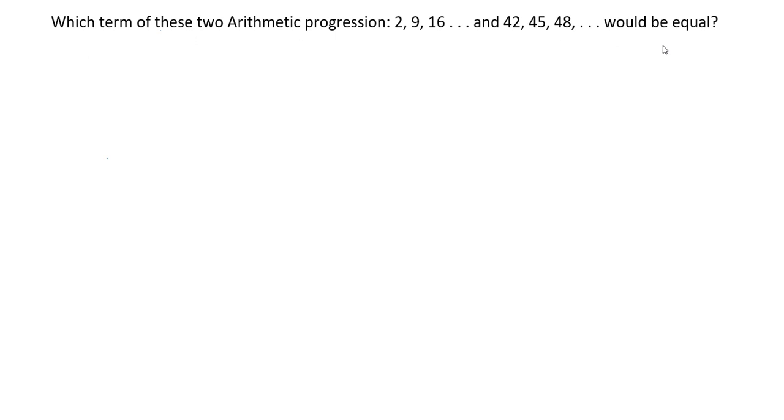Here in this problem we are trying to find which term of these two sequences would be exactly the same, right? Which term of these two arithmetic progressions, 2, 9, 16 and 42, 45, 48, would be equal.